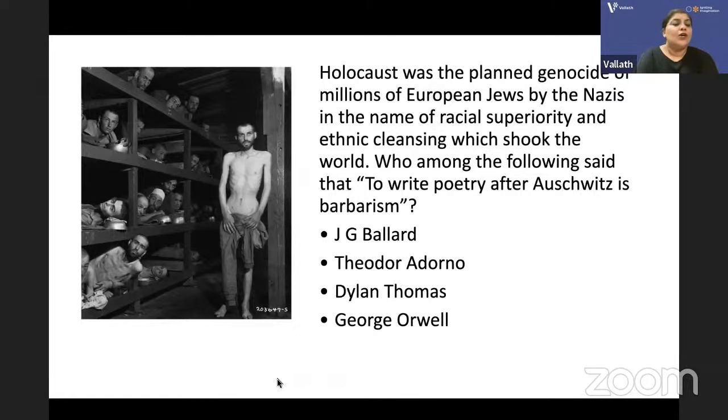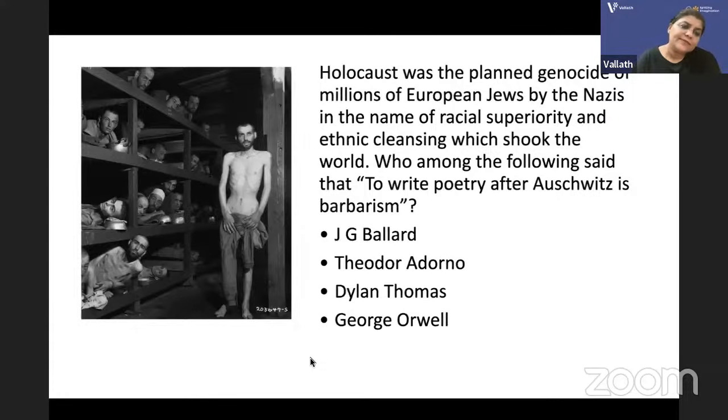This was a man who was associated with Marxism. Is it J.G. Ballard, Theodor Adorno, Dylan Thomas, or George Orwell? J.G. Ballard wrote very dystopian novels. Theodor Adorno was a Frankfurt School theorist. Dylan Thomas also had written about politics and all. George Orwell too. Which of them had communist Marxist leanings and also criticized Marxism?